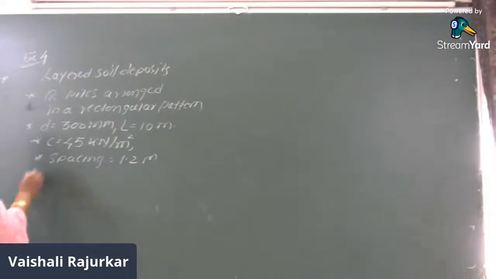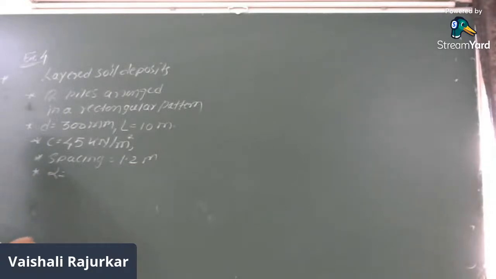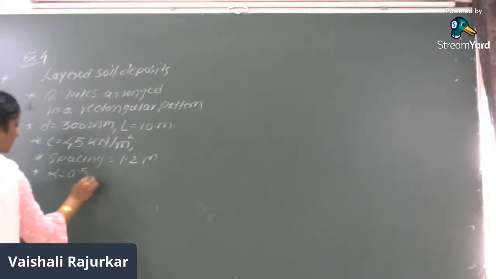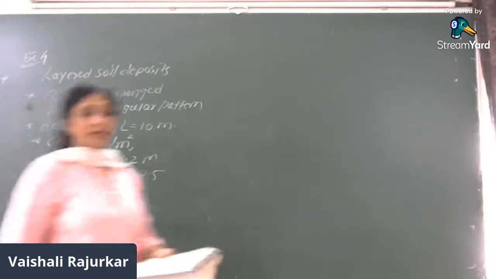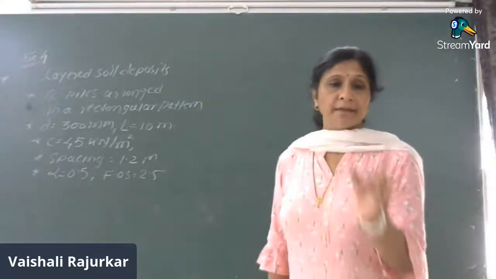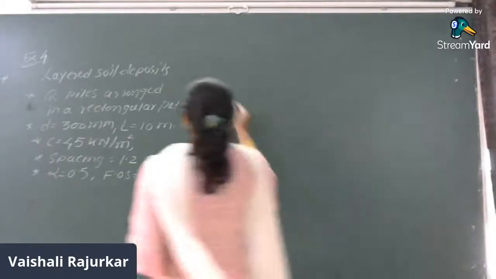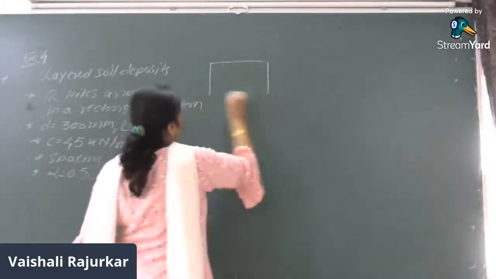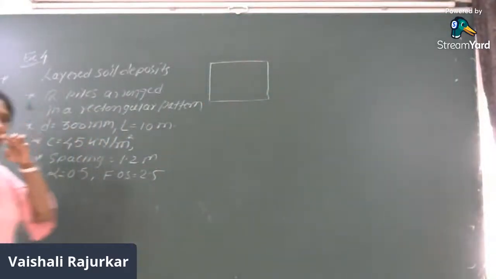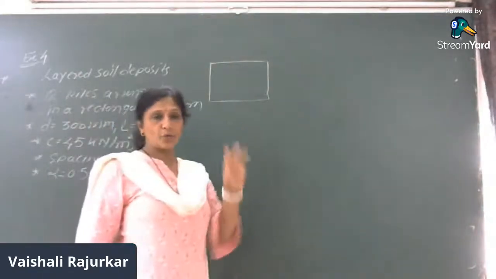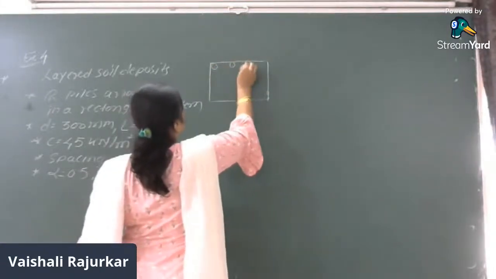Then the adhesion factor alpha is taken as 0.5 and the factor of safety is 2.5. So this is the data which is given. Now here what is the change? The change is that the piles are arranged in a rectangular pattern instead of a square pattern. So here the number of piles is 12. We are assuming that there are 3 rows of 4 piles. So here 1, 2, 3 and 4.